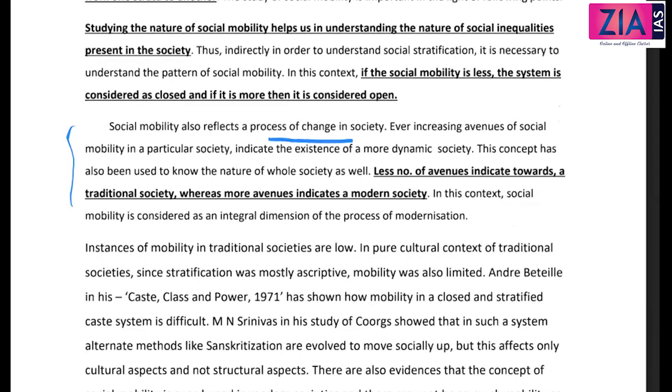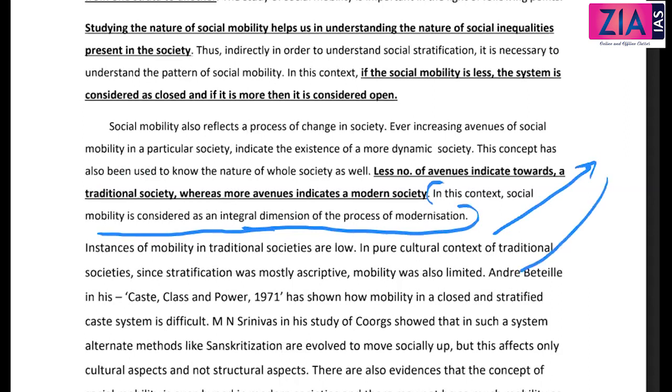Ever increasing avenues of mobility in a particular society indicate the existence of a more dynamic society. This concept has also been used to know the nature of the whole society as well. Less number of avenues indicate a traditional society, whereas more avenues indicate a modern society. In this context, social mobility is considered an integral dimension of the process of modernization. What do you mean by this sentence? If the society is getting modernized, moving from traditional to modern, what has to happen? There should be more and more avenues of mobility.